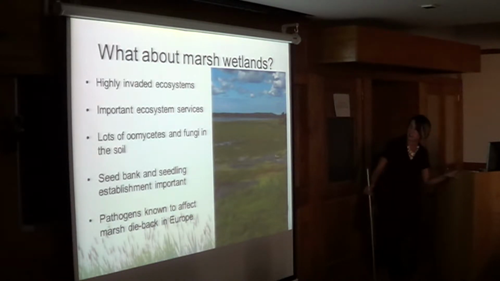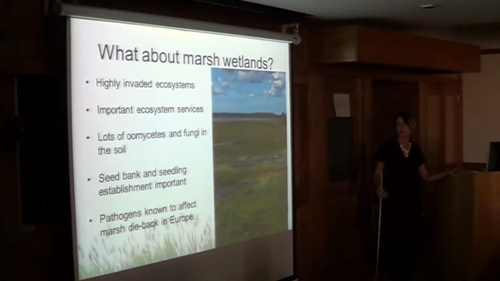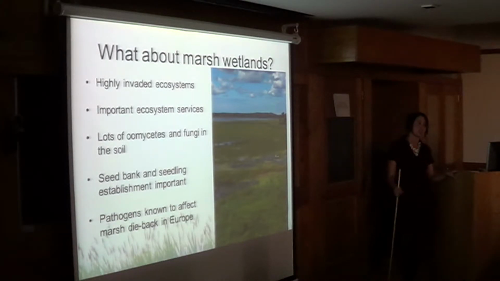There's also the issue of the different plants that are there. These invasive plants are preventing them from growing, so the biodiversity. Also, there are lots of oomycetes and fungi in marsh soils when people have looked. So in Europe, they also have marsh wetlands. In fact, some of our invasives are native there. And so when people have looked, they've found really abundant communities. So I want to know if that's happening here.